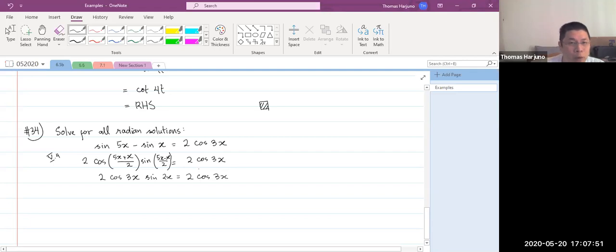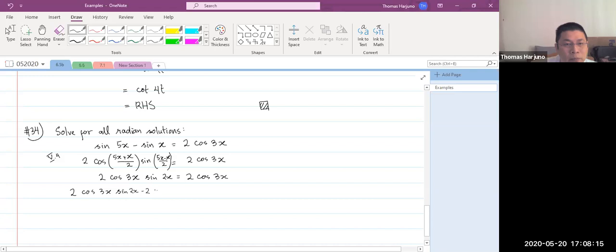Do not divide by cosine 3x. Don't divide by cosine 3x. If you want to reduce by 2, divide by 2, yes, because 2 cannot be 0. But cosine 3x may be 0. So don't divide by cosine 3x. Now instead, let me do it properly. I move to the other side and then do factoring.